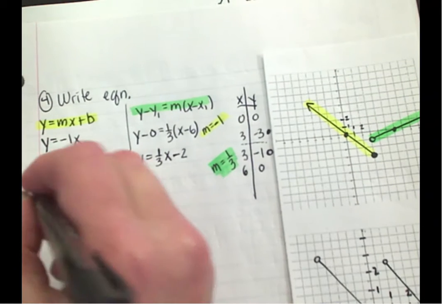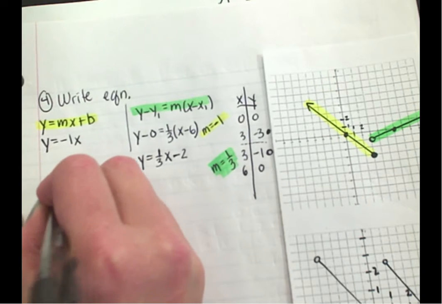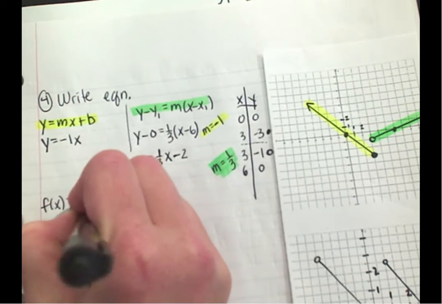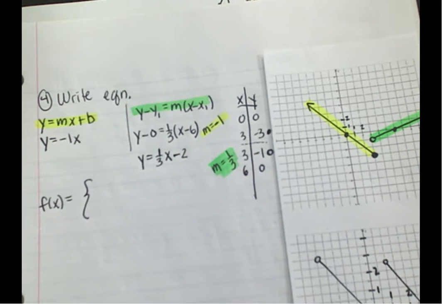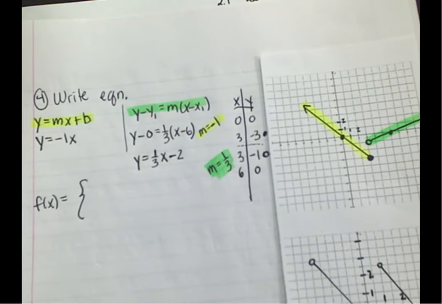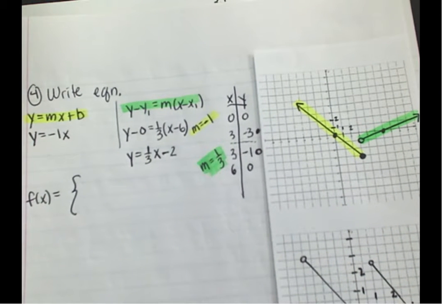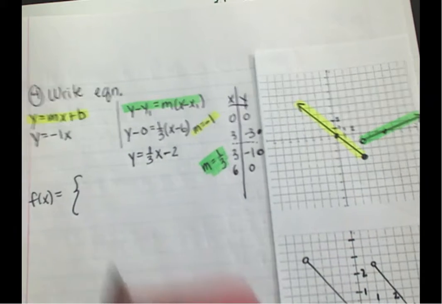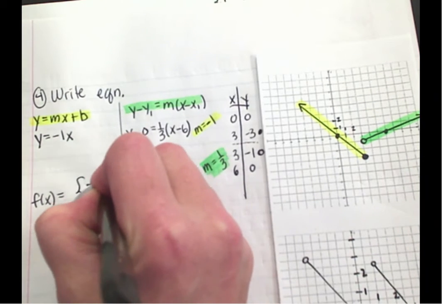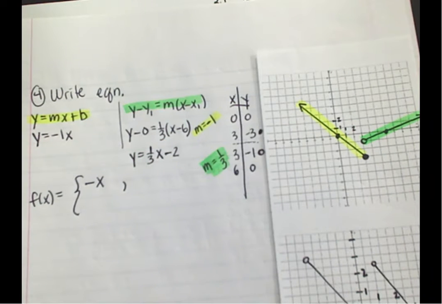Okay, let's put it together. f of x equals, I have 2 rows, yellow and green. I prefer to just go in order, left to right. Start with the domain, left to right. This is why we go slow with graphing.